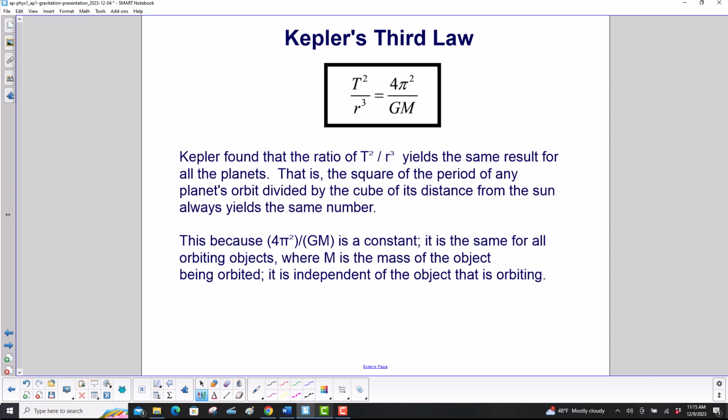Kepler found that the ratio of T squared over r cubed yields the same result for all the planets. That is, the square of the period of any planet's orbit divided by the cube of its distance from the Sun always yields the same number. That's because this over here is a constant. It is the same for all orbiting objects, where M is the mass of the object being orbited. It is independent of the object that is orbiting it.